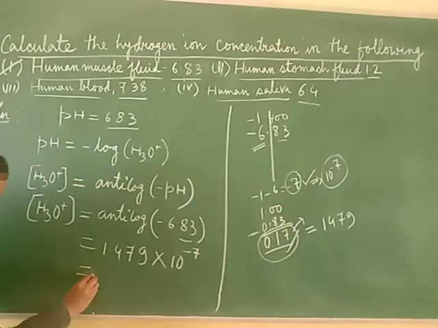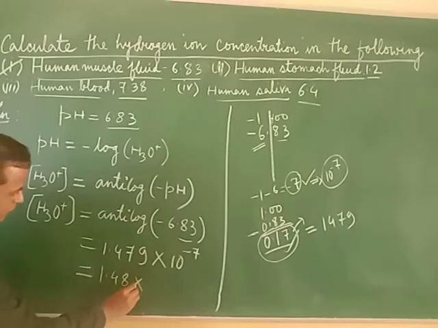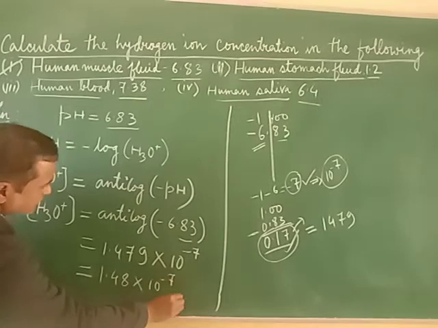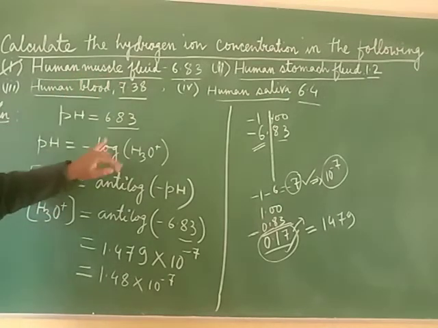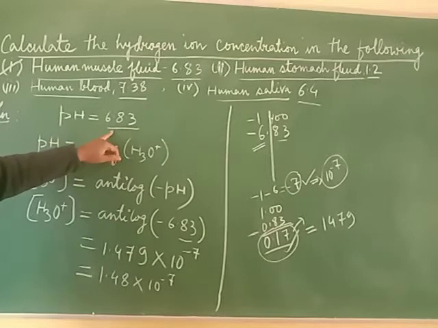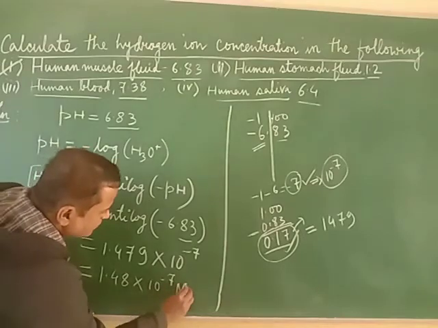Now this can be shortened, 1.479 we can write as 1.48 into 10 to the power minus 7. So this is the answer of the first question, that is the hydrogen ion concentration of the sample of human muscle fluid whose pH is 6.83. The hydrogen ion concentration of this is 1.48 into 10 to the power minus 7 mole.